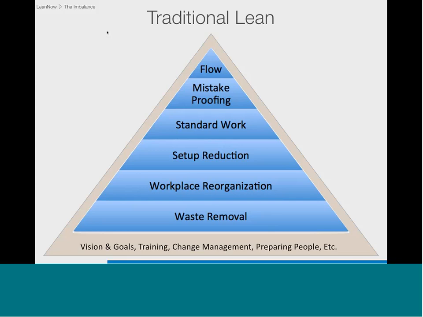So first, there's this background of infrastructure on the gray triangle of business and goals and training and change management and preparing people and taking trips to Japan and visiting factories and going away for weeks of training at a time, all that kind of project stuff in the background. And then there's the steps of lean, like starting out with a level of waste removal, workplace reorganization, reducing setups, creating standard work, mistake-proofing their processes, and then finally, after all of that, at the tip of this iceberg, or the tip of this pyramid, they finally get to doing flow.